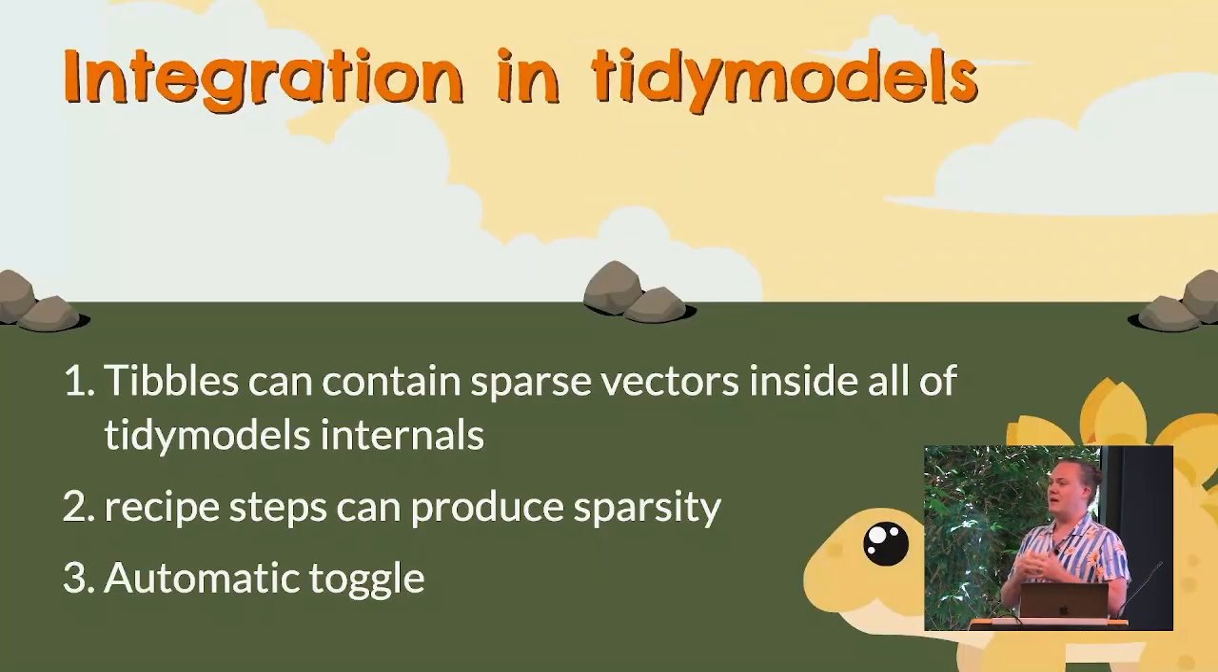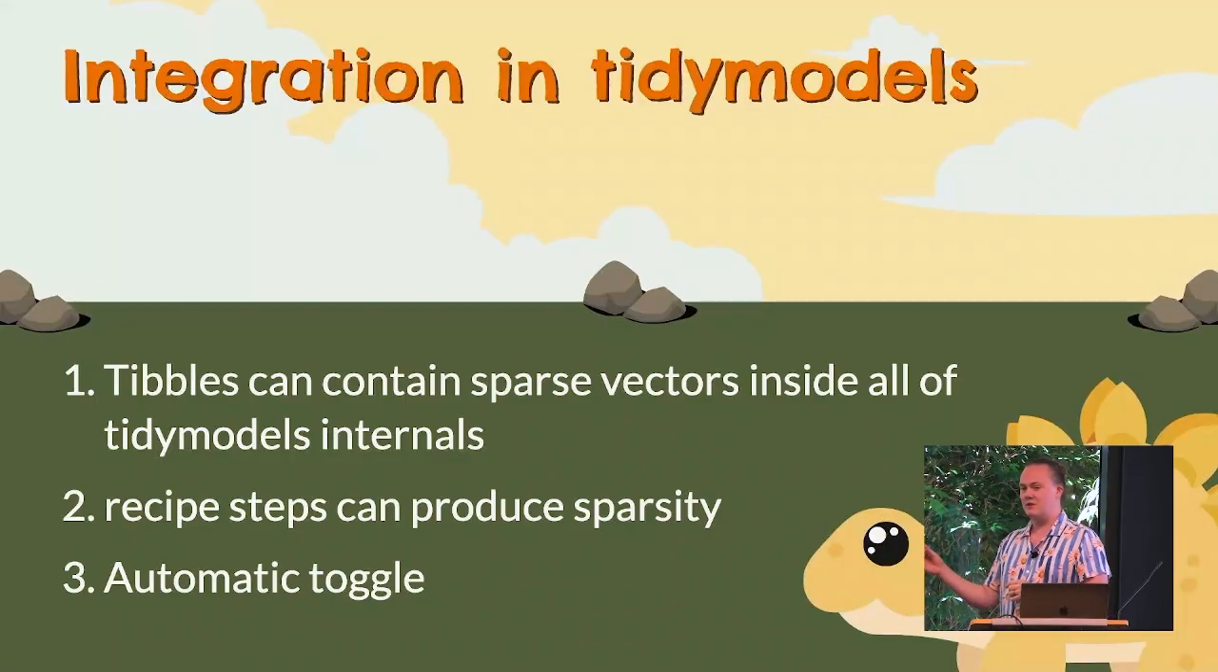So to make it all happen in tidymodels, we have to do three different things. One of them was making sure that our sparse data could pass through all the internal functions from end to end. So if you pass it into fit, it can go all the way across without accidentally materializing in a way.